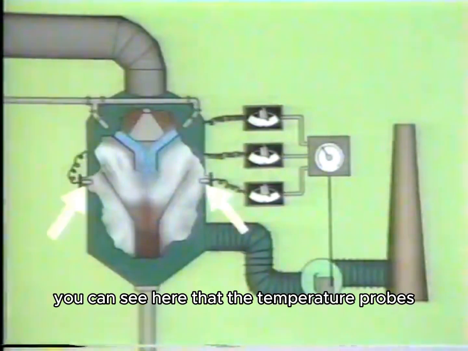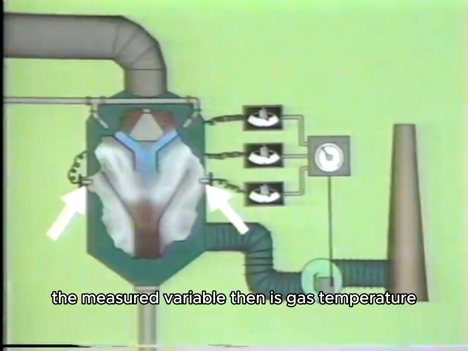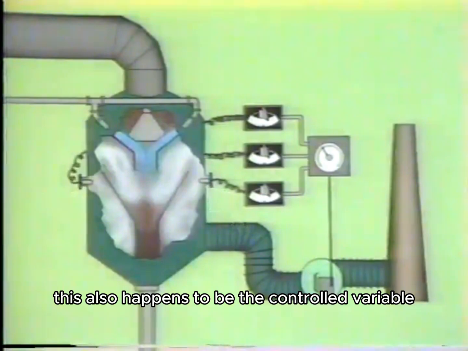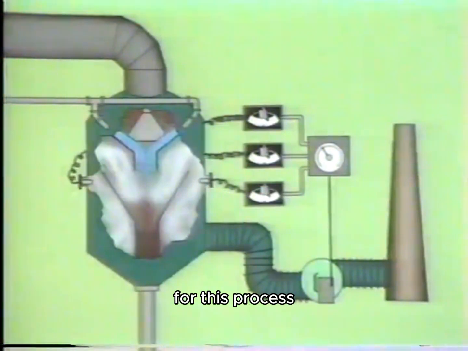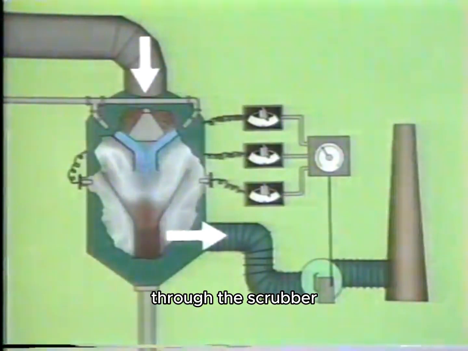You can see here that the temperature probes are monitoring the temperature of the cleaned gases. The measured variable then is gas temperature in the scrubber. This also happens to be the controlled variable for this process. The manipulated variable is gas flow through the scrubber.